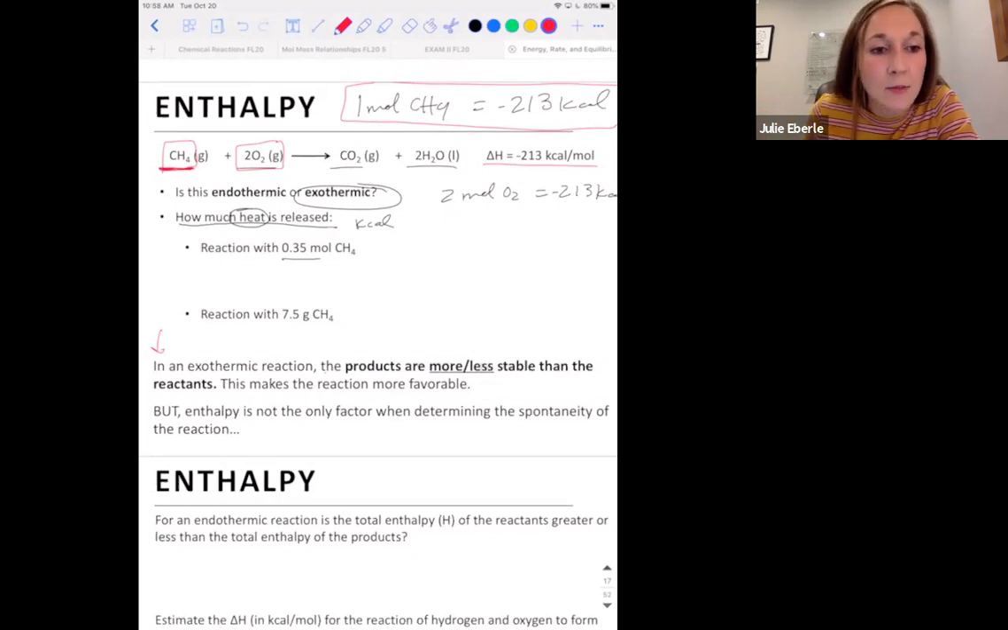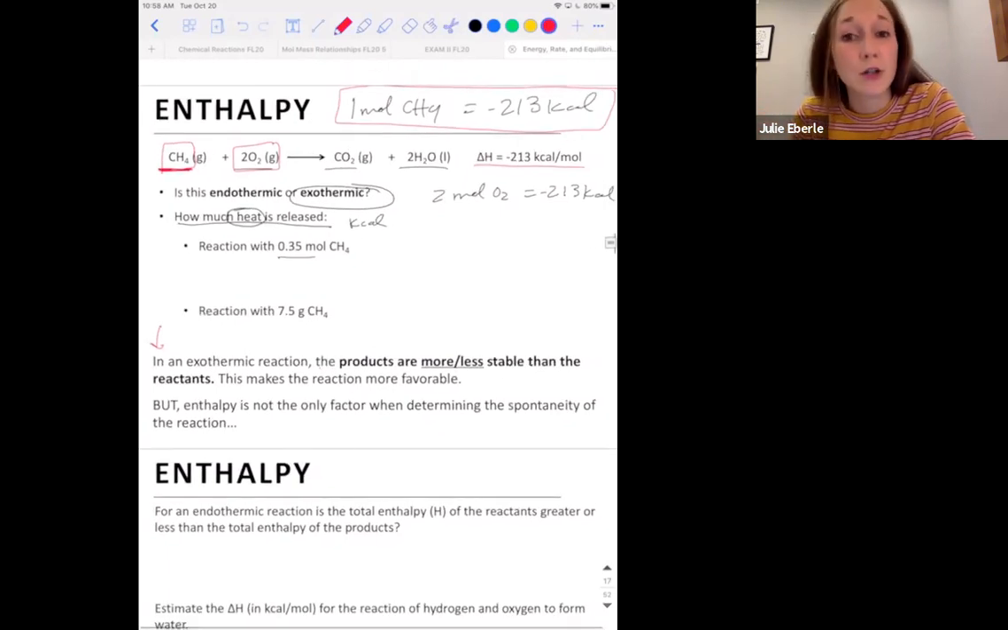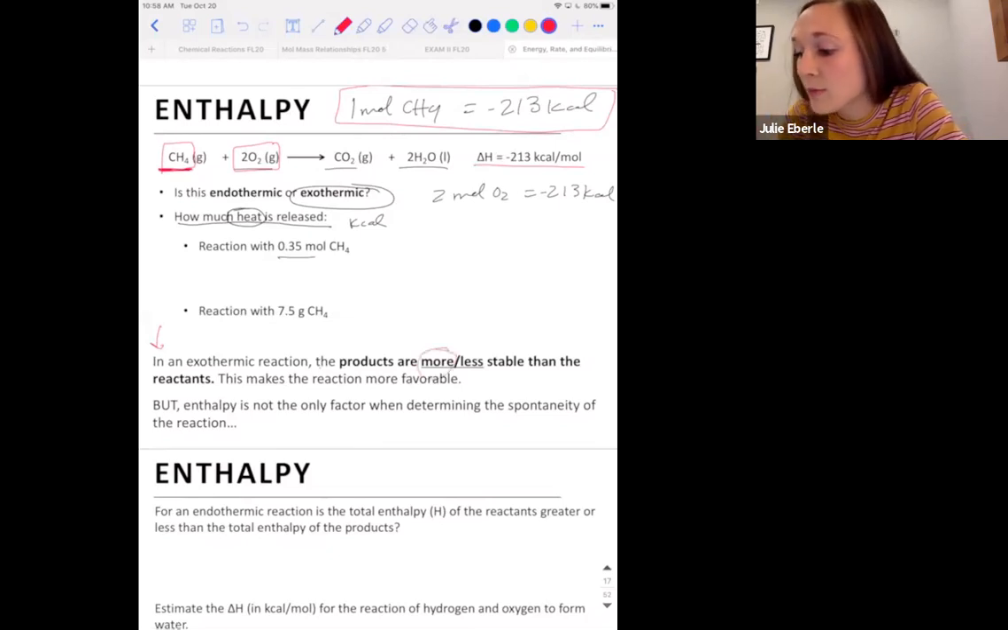Brennan said less. Kathleen said more stable. Leah says less stable. If you're giving off energy, that means you, in the end, have less energy. And if you have less energy, then you are going to be more stable. Okay, if you're giving off energy and you have less energy, you are going to be more stable than the reactants, all right? And this makes the reaction more favorable. Remember, things always want to become more stable. That's the whole point of chemistry. Reactions happen so that more stability is achieved. And the more stable something becomes, that's a favorable reaction, okay?